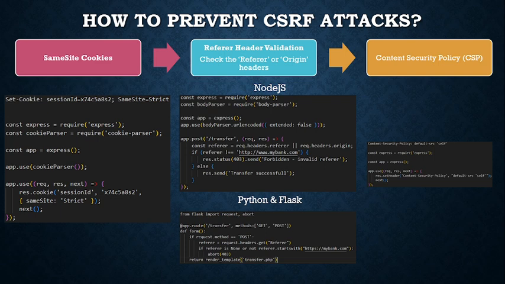The third way to prevent this attack is referer header validation. Check the referer or origin headers. On the top, you have Node.js, and at the bottom, Python and Flask. As you can see here, we add the body parser, URL encoded. And here we are going to add the referer as request headers referer, or request headers origin. And on Python and Flask, you first have to import request, and here you're going to add the referer header validation.